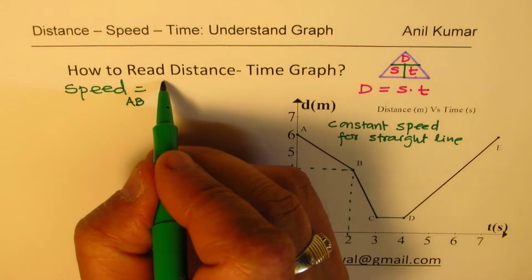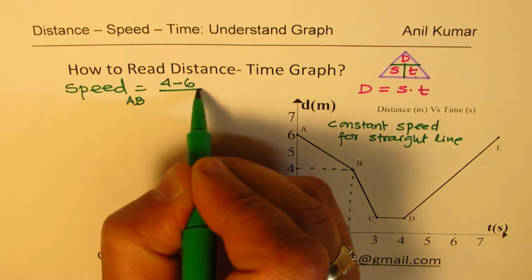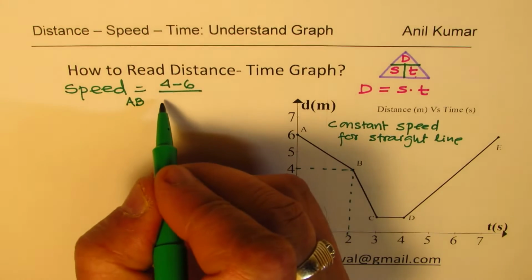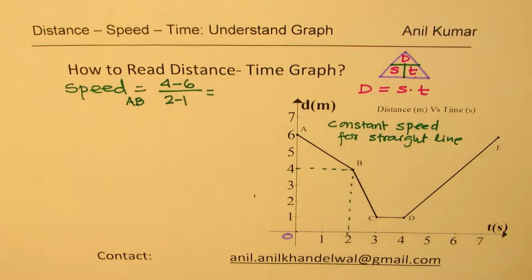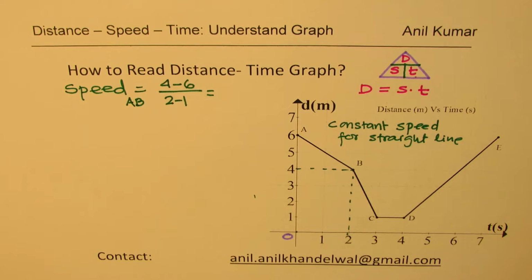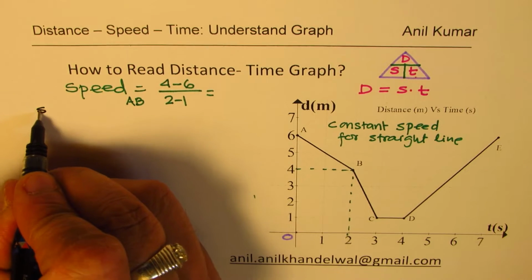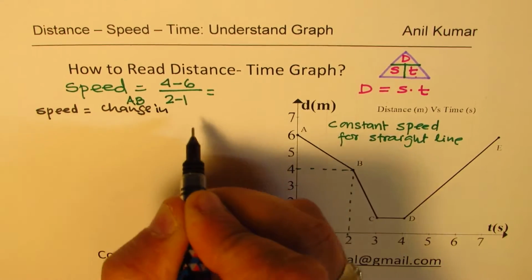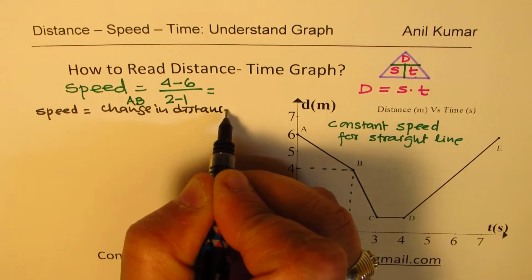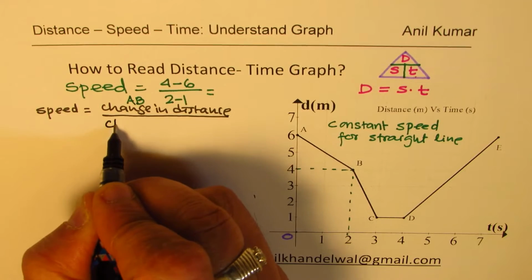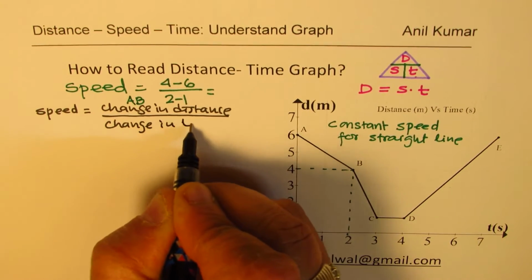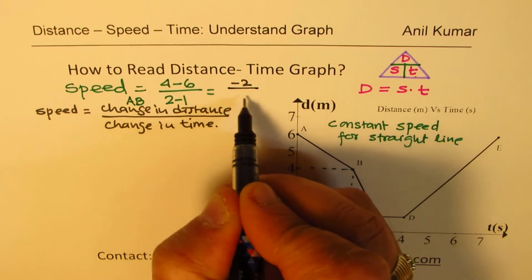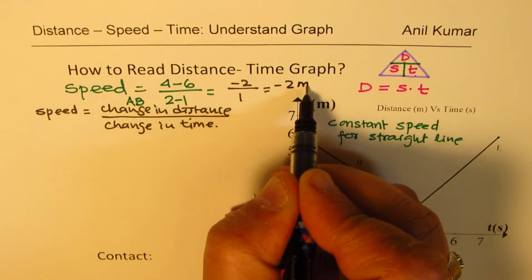So the change is basically 4 minus 6, right? That is the change of 2 meters, and time taken was also 2 seconds. So 2 minus 1. So that is what it is. So it is change in distance over change in time. So let me write down. So speed basically you learned here is change in distance over change in time. So in our case, what we get here is minus 2 over 1, which is minus 2 meters per second.